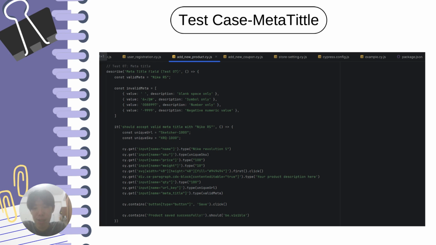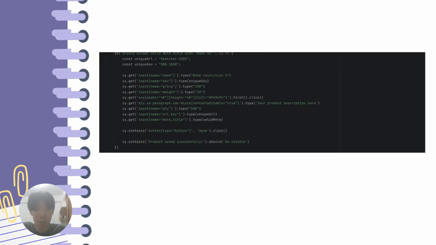So the test shown here is the positive scenario. It fills the entire product form with valid data for the product name, price, weight, a sample description, quantity, a valid URL key, and the valid meta title. After that, it clicks the Save button. It will check that the success message product saved successfully appears on the screen.